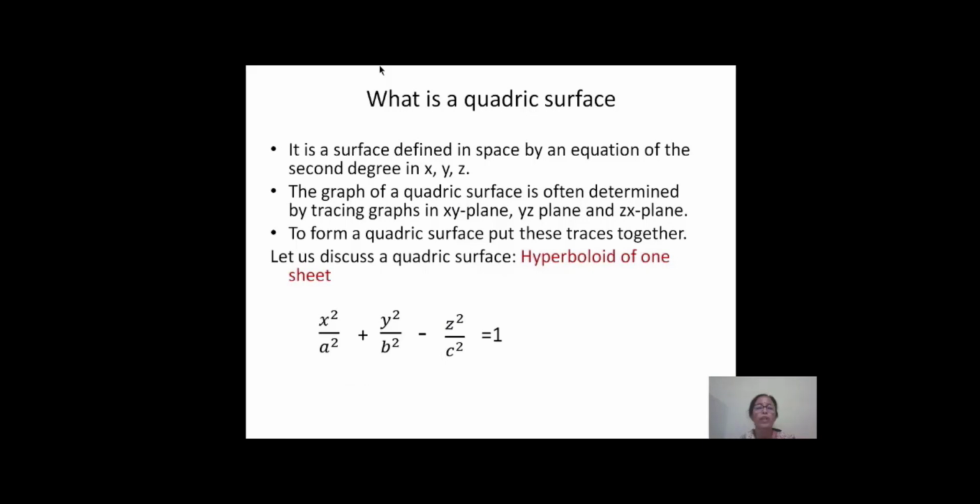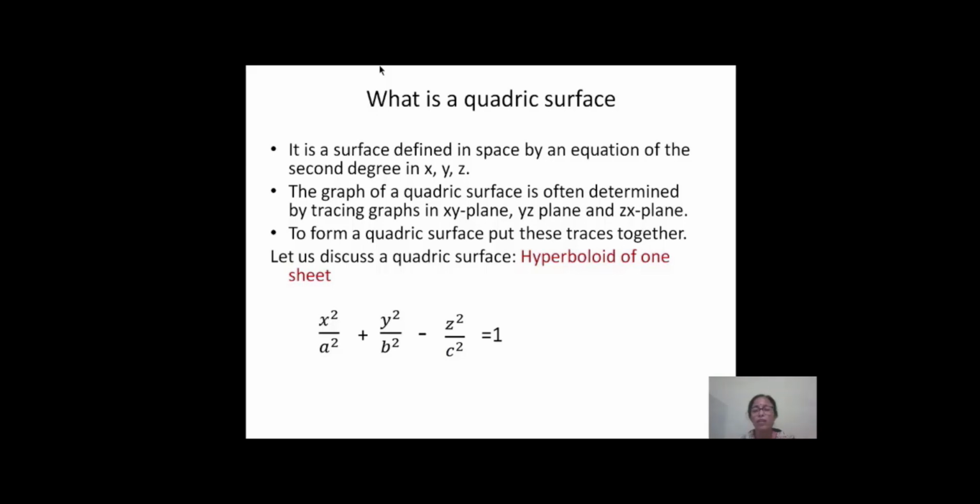Before we go to the hyperboloid of one sheet, we should know what a quadric surface is. A quadric surface is defined in space by an equation of the second degree in x, y and z. The graph of a quadric surface is often determined by tracing graphs in the xy plane, yz plane and zx plane. To form a quadric surface, we need to put all these three traces together.